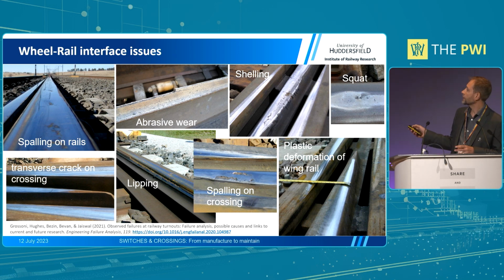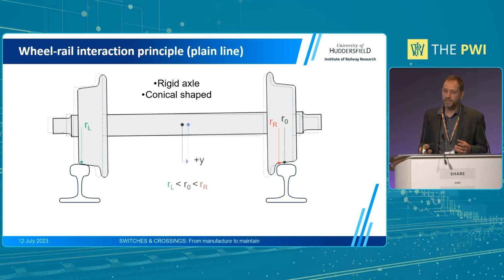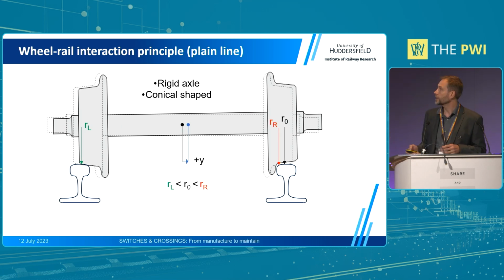I won't go through all of these, but I'll go back to some of the theory around a wheelset rolling on rails to try and explain the fact that we get high energy going into the contact. That might be obvious for most of you, but maybe not everybody. So we have in railways a rigid axle and conical wheels. If we displace the axle one way, we'll have a higher rolling radius on one side and a smaller rolling radius on the other side.